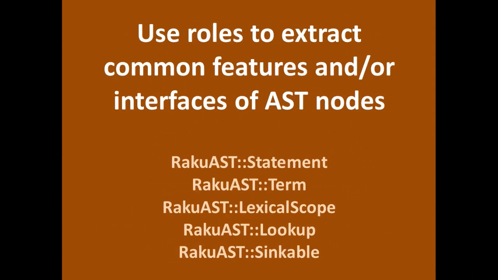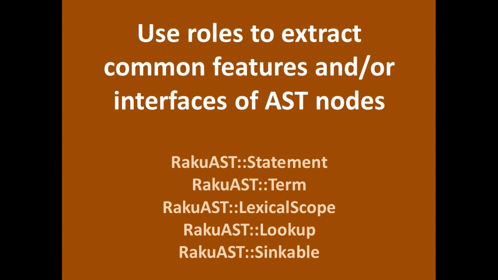Another thing I'm finding has worked out quite nicely is using roles to extract common features or common interfaces of AST nodes. Some of those do exist more visibly at the language level. For example, statements all do RakuAST statement, RakuAST term for terms, but others are more involved in the semantic or declaration model. For example, we have RakuAST lexical scope, which is for anything that introduces a scope.